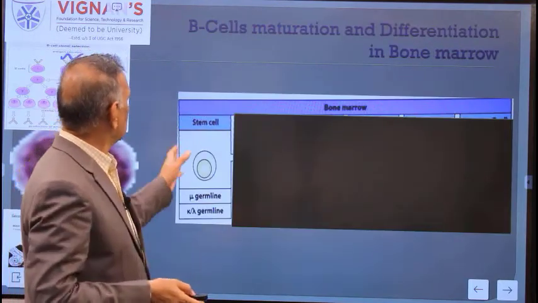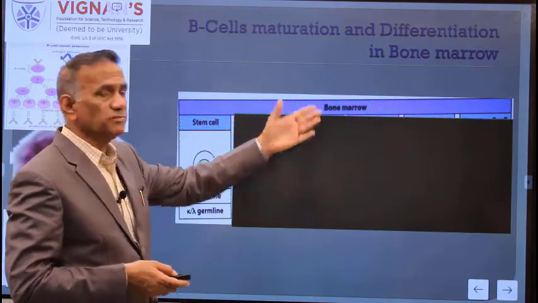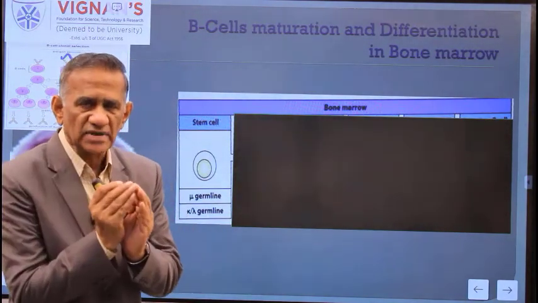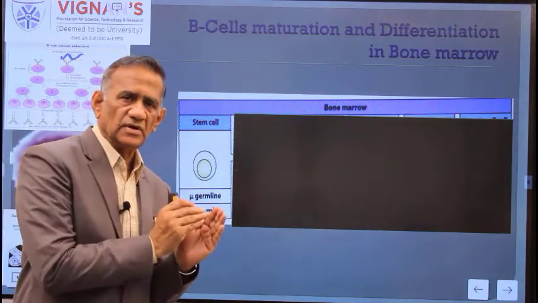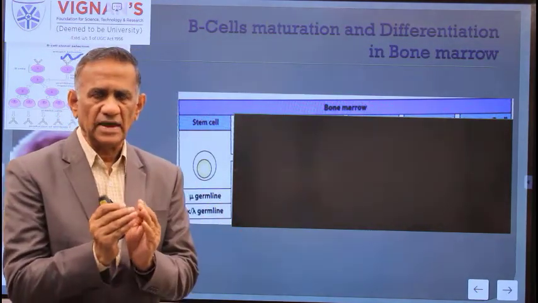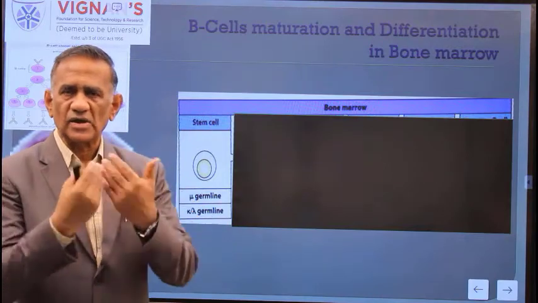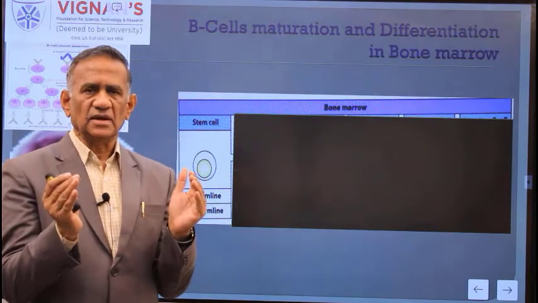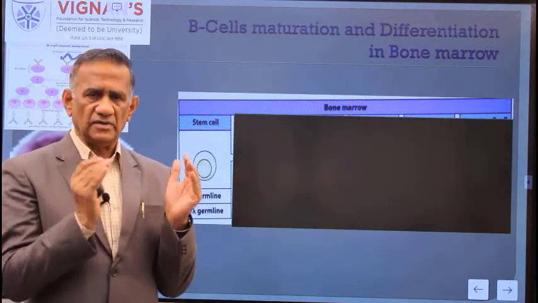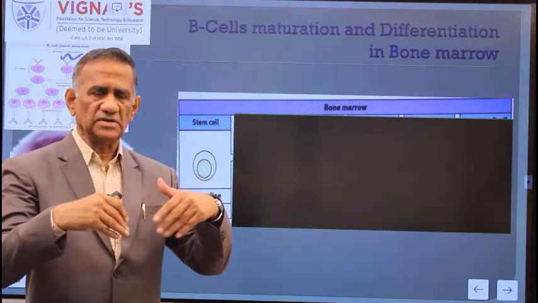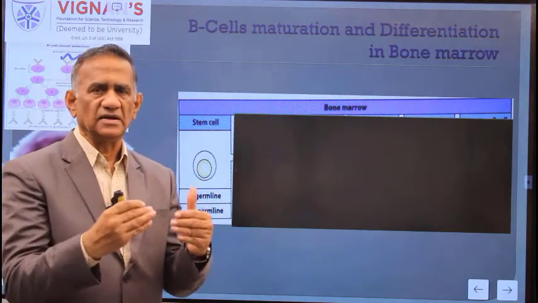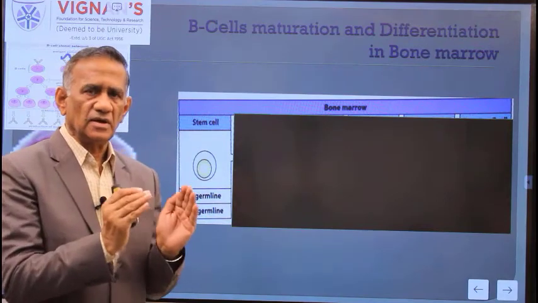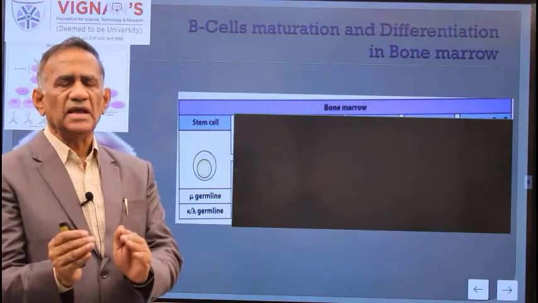So now this is B cell maturation and differentiation in the bone marrow. As I have been telling you, from the yolk sac the B cells come to the liver. From the liver they come to the bone marrow. In the bone marrow they cannot encounter the pathogen. Bone marrow is a highly specialized place inside the femur and humerus, and pathogen entry is prevented there because of barriers and all those things. So from the bone marrow they have to go to the lymph gland.